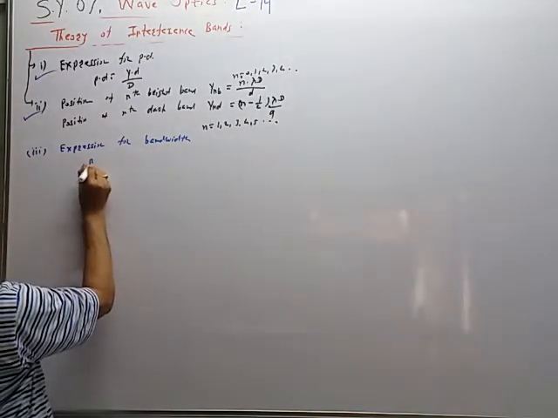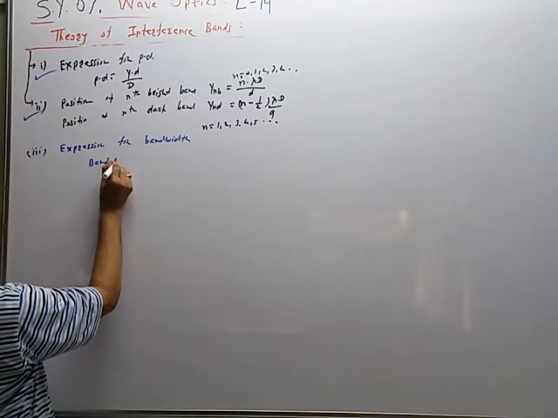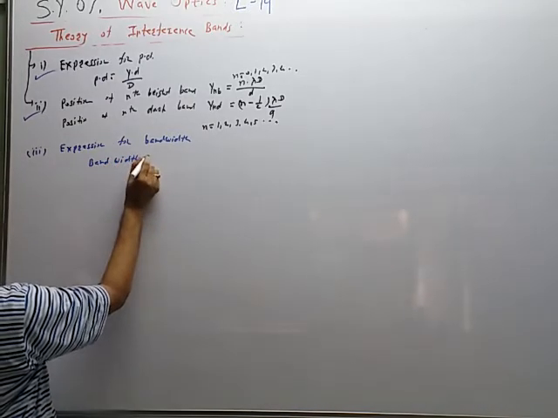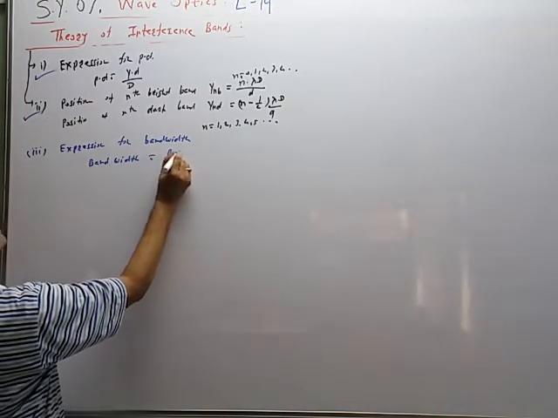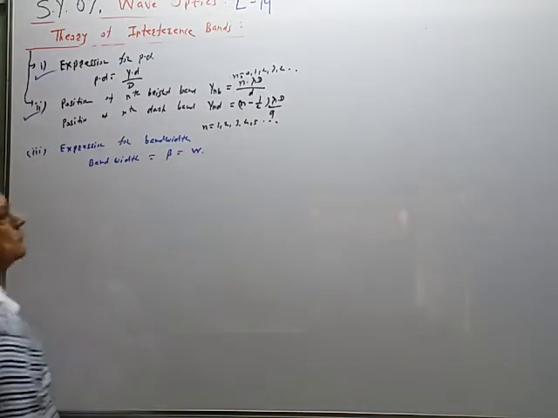The bandwidth is denoted by either beta or W.